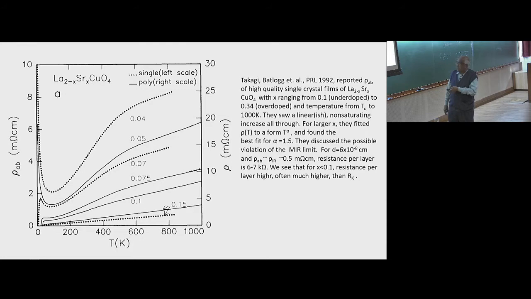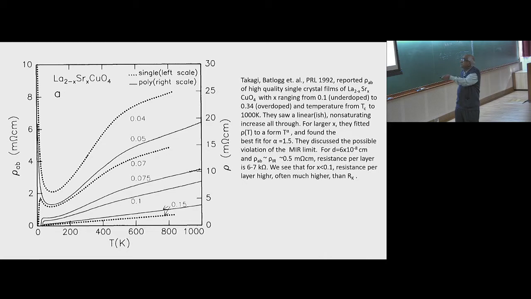There was a very well-known publication due to Takagi, Batlogg, and so on. They reported the resistivity of strontium-doped lanthanum cuprate for different values of doping of strontium. And they found, for example, as you can see here, the resistivity is sort of linear. It does many things, but then at reasonably high temperatures, it does become linear.